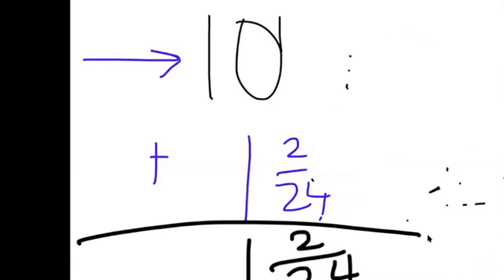And then 1 ten plus nothing, show me with your fingers, how many tens is that total? 1 ten plus nothing is how many tens? Nice, it's 1 ten. So my answer would be 11 and 2 24ths.